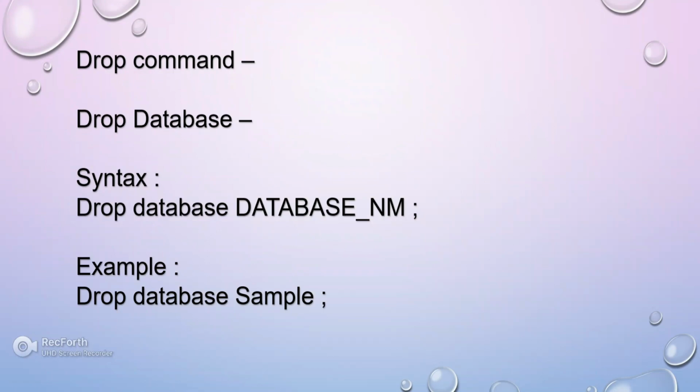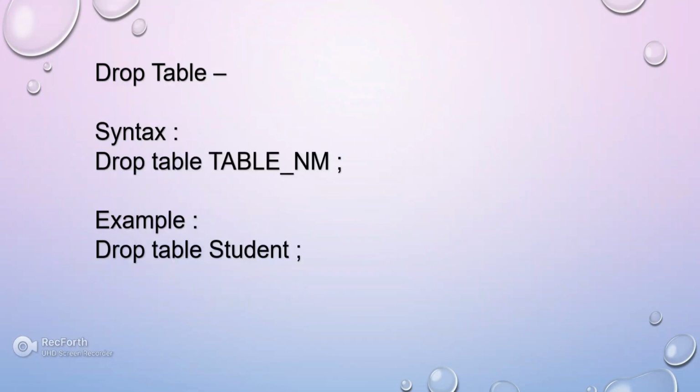Next, the drop command. Under the drop command, we drop a database and also a table. First, we see drop database. Syntax is drop database, then database name. Example, drop database sample. Here, sample is a database name. We first drop the table and then after that we drop the database, because if we first drop the database then you cannot see how to drop a table. So we first see drop table.